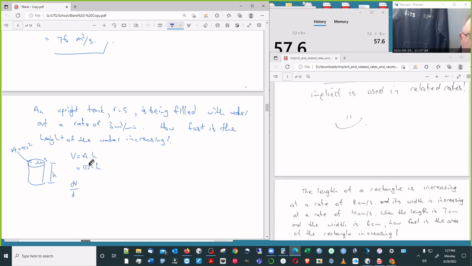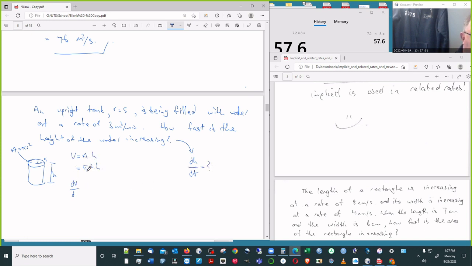Whoops, there's no t. Where's the t? The t's missing. The question's asking for what? What's this question? How fast is the height? So how would we write that? dh/dt. So the question wants us to find dh/dt.